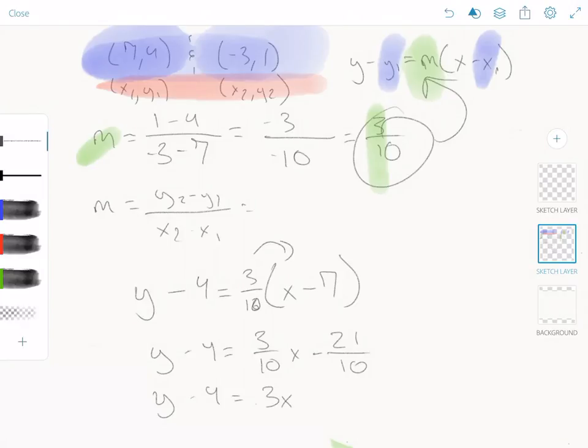3/10 is 0.3x, and this is 0.21. So if I add 4 to both sides, that's going to get me y equals 0.3x, and 4.0 plus negative 2.1 is going to be positive 1.9. So there it is, point-slope form, and then point-slope form solved down to slope-intercept form.